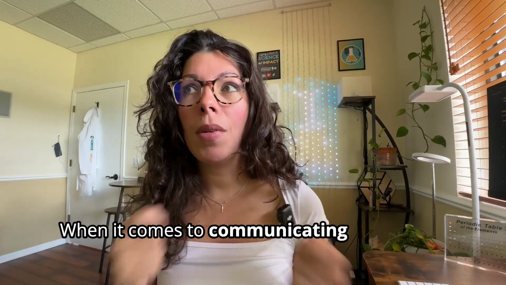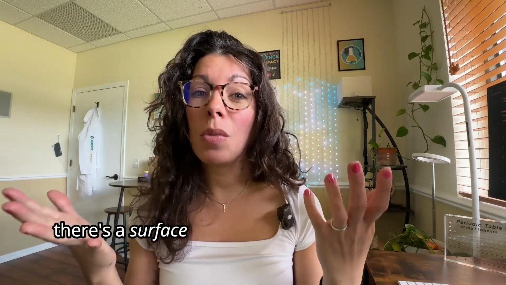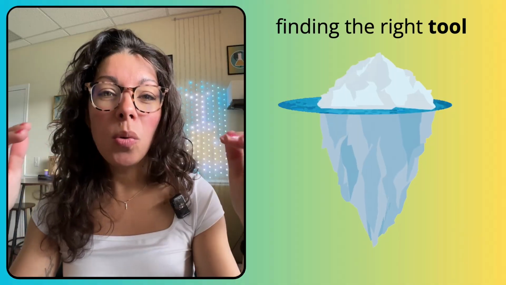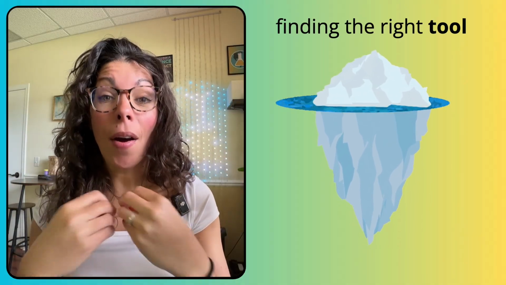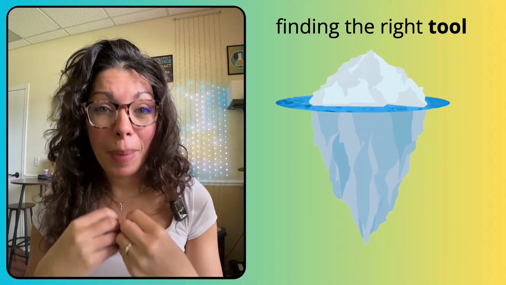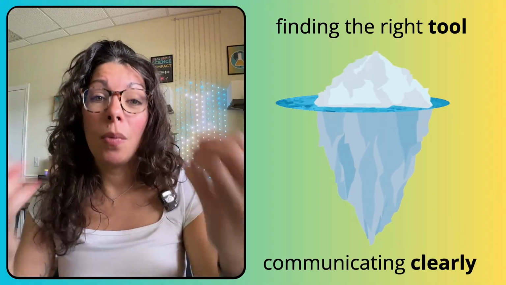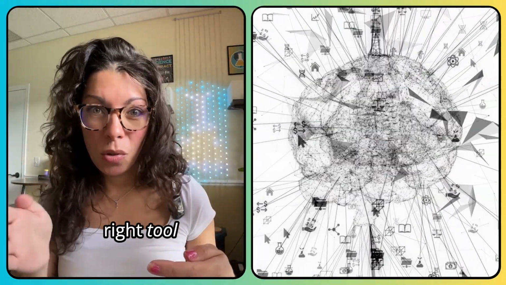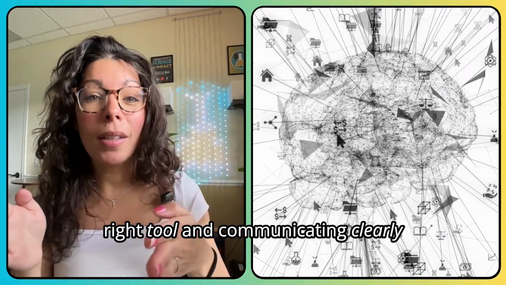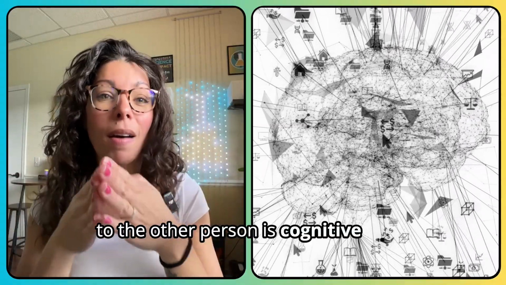When it comes to communicating chemistry, there's a surface problem and a deeper problem. The surface problem is finding the right tool to communicate the chemistry. But the deeper issue is that our success as chemists is dependent on how well we communicate with others. The invisible barrier behind finding the right tool and communicating clearly to the other person is cognitive load.